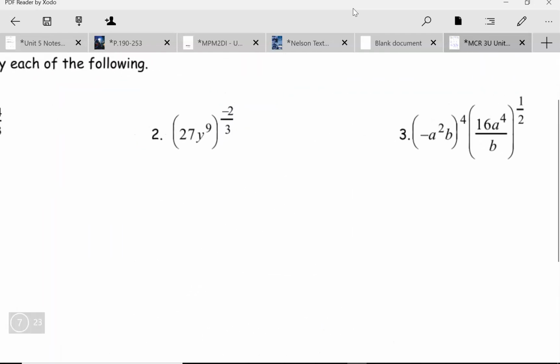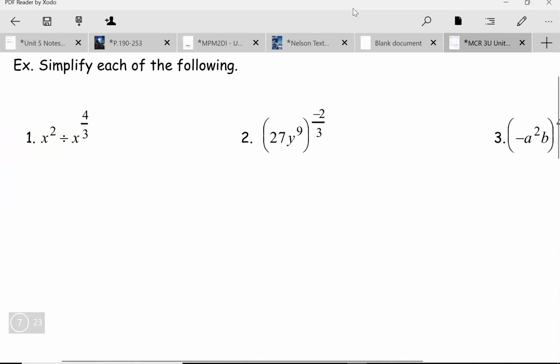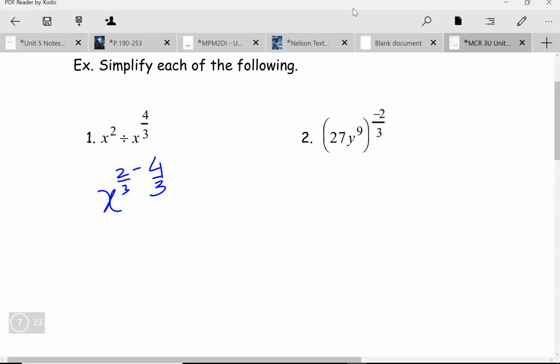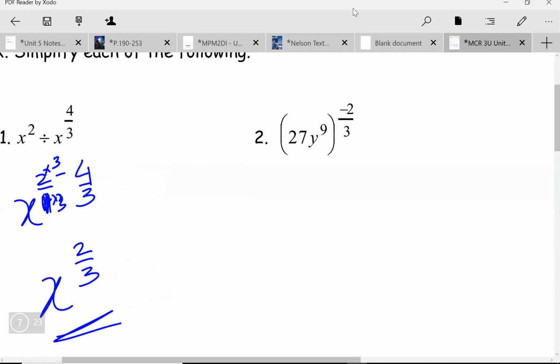Essentially, there's nothing new that we're going to be doing here. We're just going to apply the same rules, except instead of a number, it's going to be an x. So, division rule: 2 minus 4 over 3, which is actually 6 over 3 minus 4 over 3, which is 2 over 3. And that's my answer. This just saves you the trouble of actually evaluating some stuff.